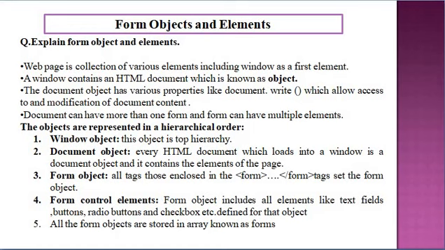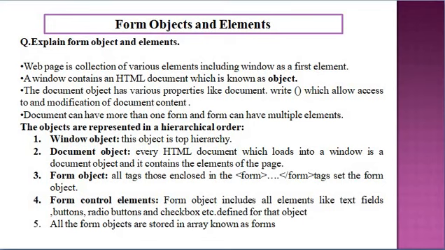The objects are represented in a hierarchical order. First is a window object. This object is at the top of the hierarchy, and it is the outermost element of the object hierarchy. Next is the document object. Every HTML document which loads into a window is a document object, and it contains the elements of the page. Means window contains the HTML document which is known as a document object, and the document object has several important functionalities.